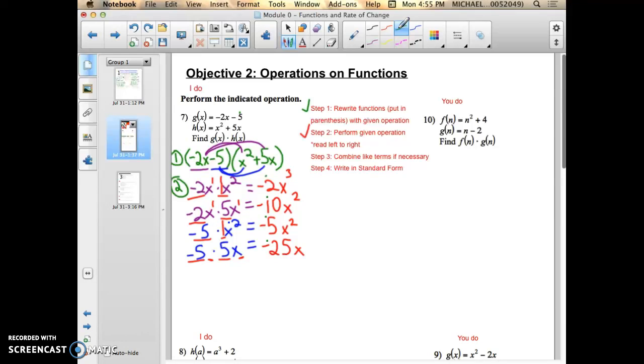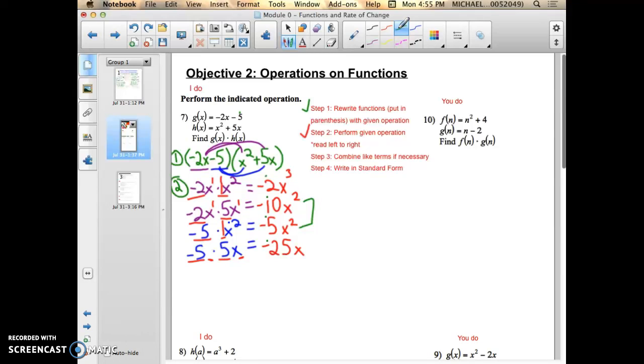So if I look, I have an x cubed, I have an x squared, I have another x squared. I have a negative 10x squared and a negative 5x squared. And then I have an x down here. So because these two terms have the same power, they're considered to be like terms. And I have to combine them together.